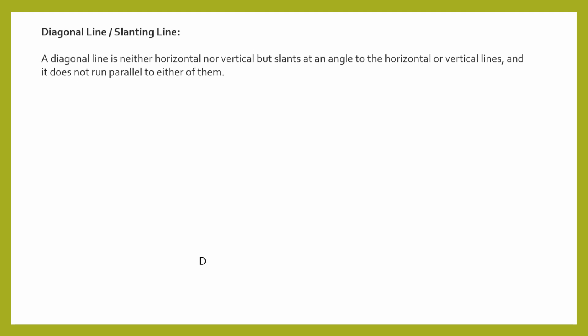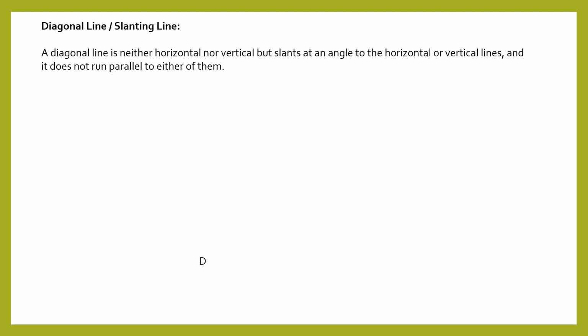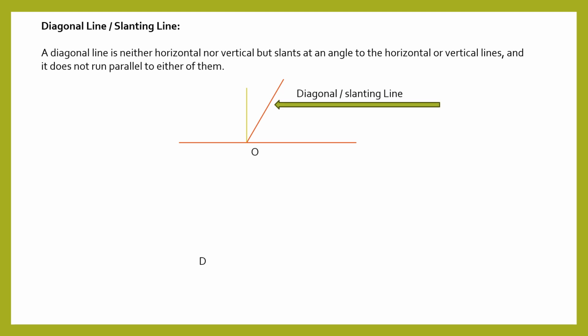Now let us understand what are diagonal lines, also called slanting lines. A diagonal line is neither horizontal nor vertical, but it slants at an angle to the horizontal or vertical lines, and it does not run parallel to either of them. In the figure below, the line OA is a diagonal line. So you see that it is neither parallel to the horizontal line nor parallel to the vertical line, but it is at an angle to both of them.